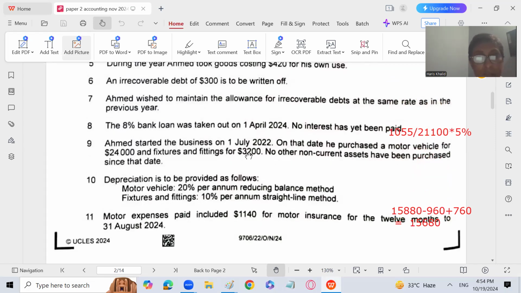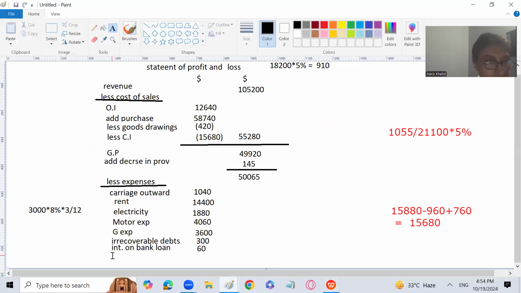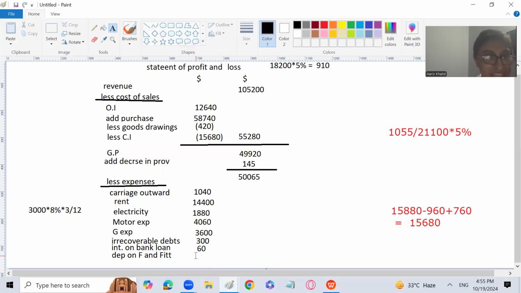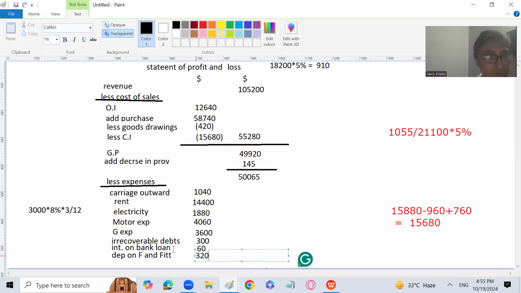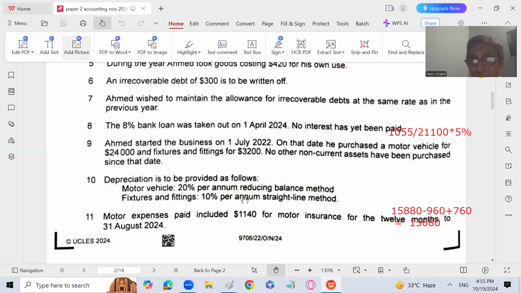So Ahmed started the business on 1st July 2022. On that date, he purchased a motor vehicle for 24,000 and fixture and fitting. For fixture and fitting, we have a depreciation of 10%, and the cost of fixture and fitting is 3,200. So quite easy. I will write depreciation on fixture and fitting, that is 320. How comes that? 3,200 into 10% is going to be 320.